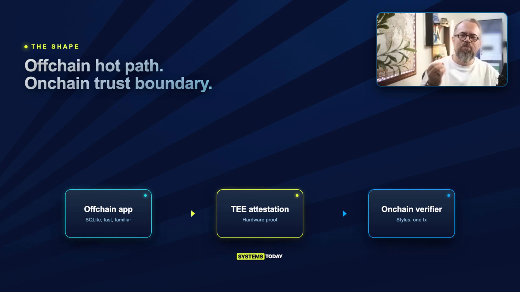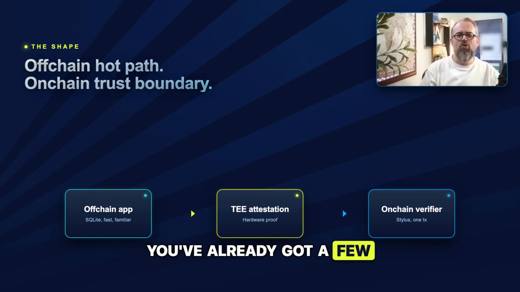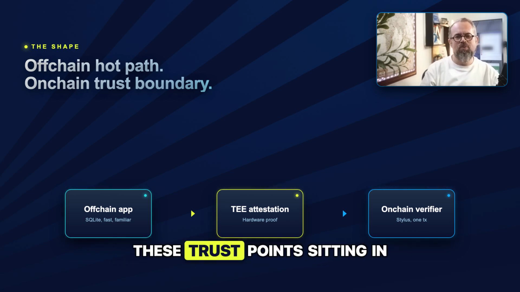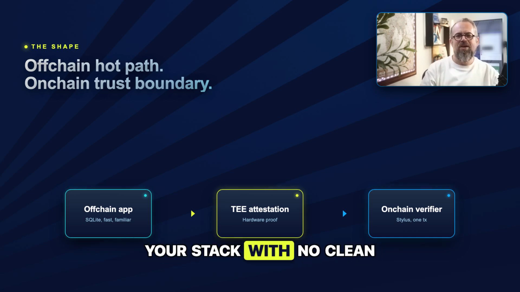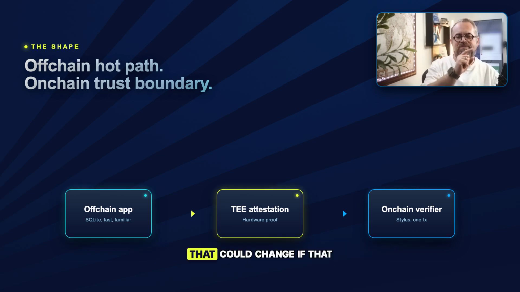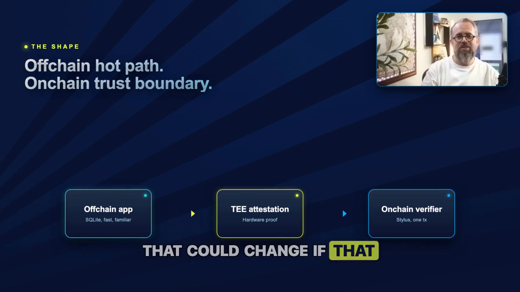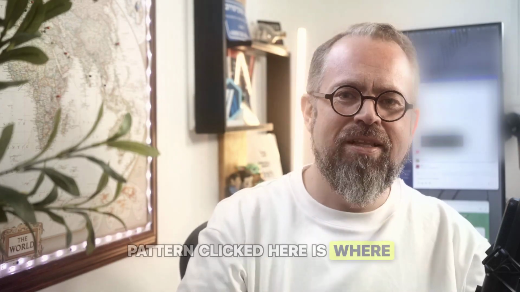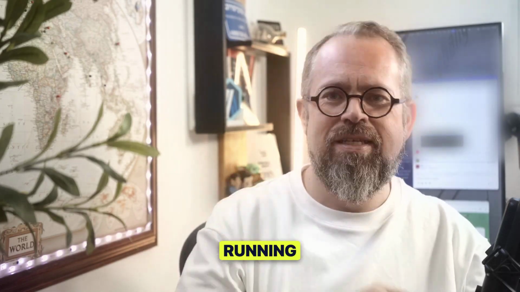If you're running production systems today, you've already got a few of these trust points sitting in your stack, with no clean way to make them verifiable yet. But that could change. If that pattern clicked, here is where to take it.